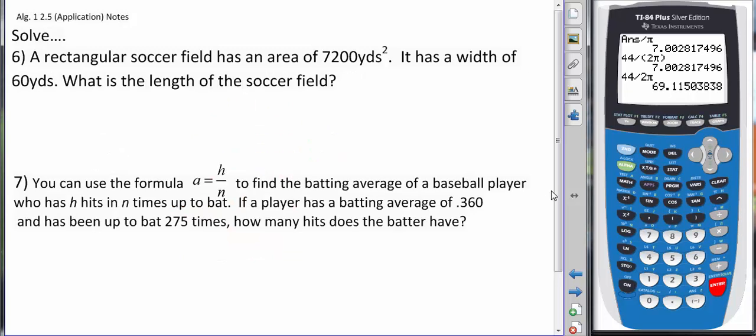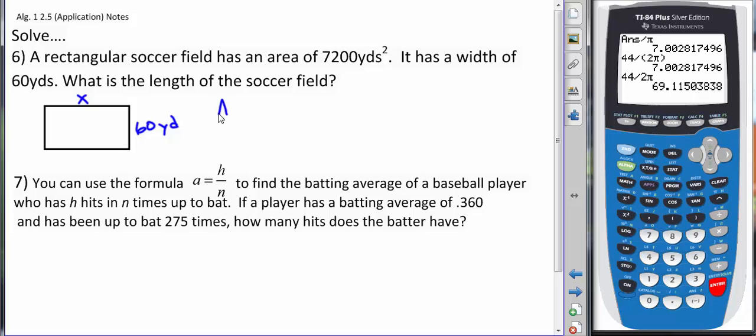All right, let's take a look at the next one. A rectangular soccer field has an area of 7,200 square yards. It has a width of 60 yards. What is the length of the soccer field? Again, I think it's a good idea to sketch the shape. It says it's a rectangular soccer field. Doesn't have to be drawn to scale, but having that there is helpful. The width is 60 yards. We're trying to find the length. That would be over here. And it says that the area is 7,200.